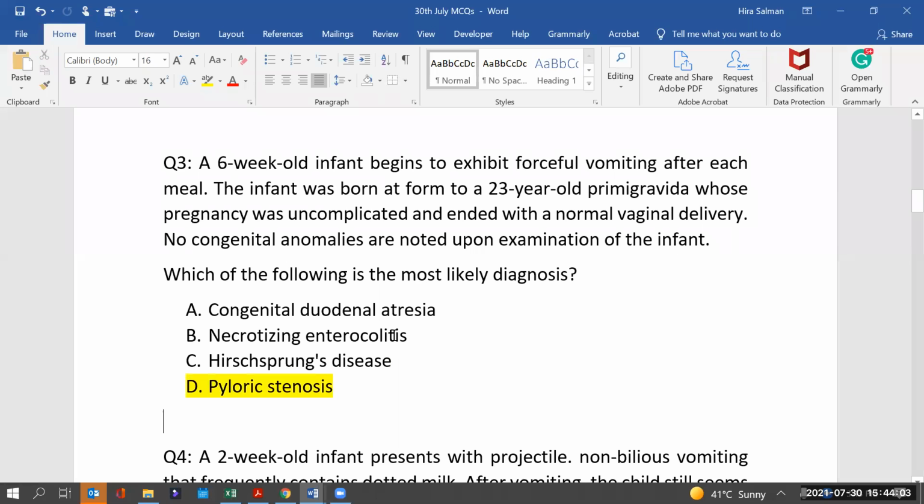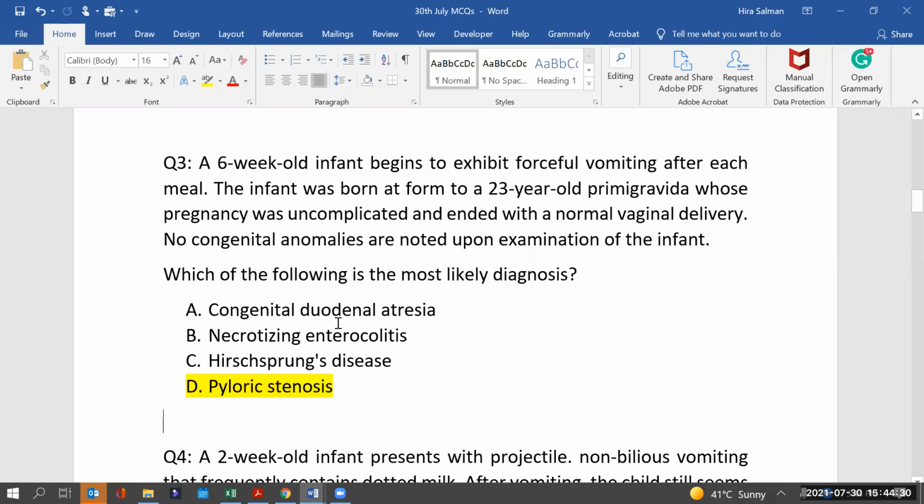Necrotizing enterocolitis is a very much infectious state of the body in which the baby should be in septicemia. There should be a history of infection, and the baby will not be looking normal. The baby will be lethargic. The baby is in a septic shock state. So here it's nothing like that. Here the baby only vomits whenever it feeds. That's the only thing here. Otherwise the baby is perfectly doing fine. The baby is not lethargic, not ill looking, there is no failure to thrive.